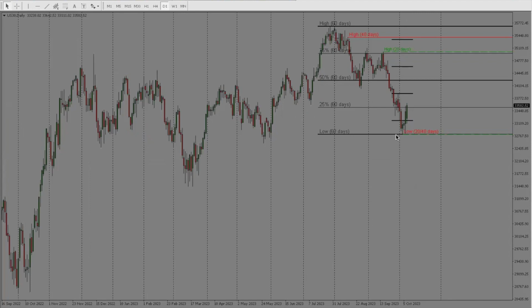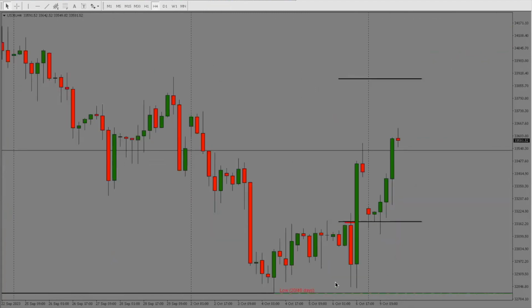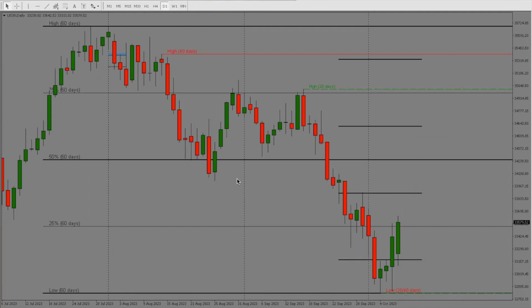So today I just wanted to show the IPDA data range here. This is for US 30. Now I want to show how you can use order blocks for IPDA. So you can see we made that new 20, 40, and 60-day low. Again, if you haven't seen how to draw IPDA, go to one of my previous videos on IPDA data ranges.